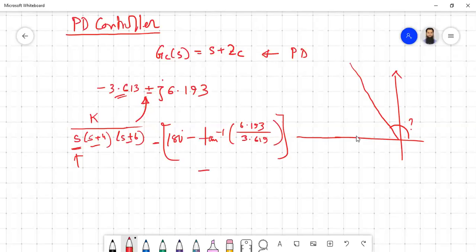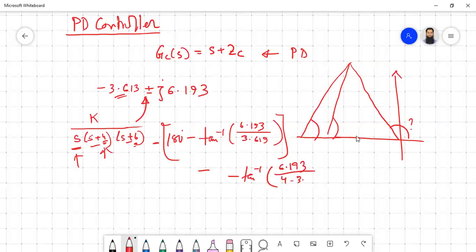Then what about the rest of the angles? The rest of the angle has a base value higher than that particular point. So basically the angle will be something like this. Okay, so for this angle you can directly apply the tan inverse formula. So tan inverse for the next one, set 4, what we are going to see is height is always the same: 6.193 divided by 4 minus 3.613, minus tan inverse 6.193 divided by 6 minus 3.613.